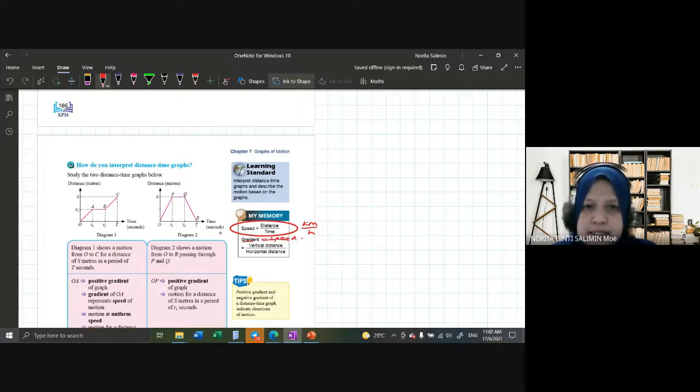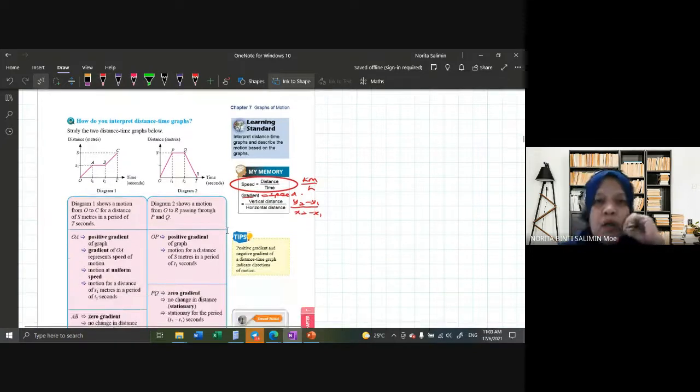So vertical distance is y2 minus y1, and the horizontal distance is x2 minus x1, in the coordinate. Okay, look at the example here. How we interpret. This is our learning standard: how we interpret distance-time graph and describe the motion based on the graph. Study the two distance graphs.